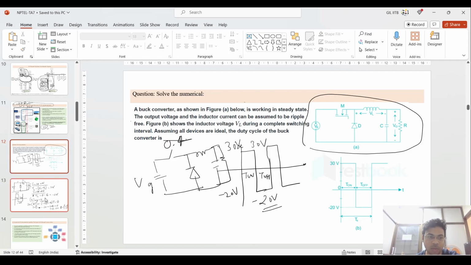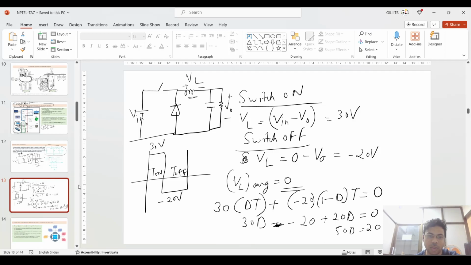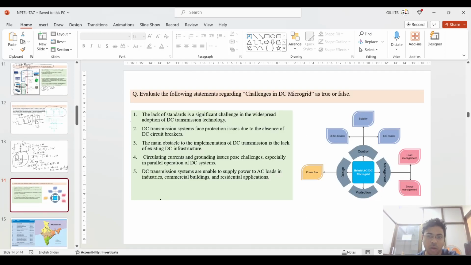So this is the major duty cycle concept you can apply in buck boost converter also, and in boost converter, and also in other isolated topologies such as flyback converter and forward converters.